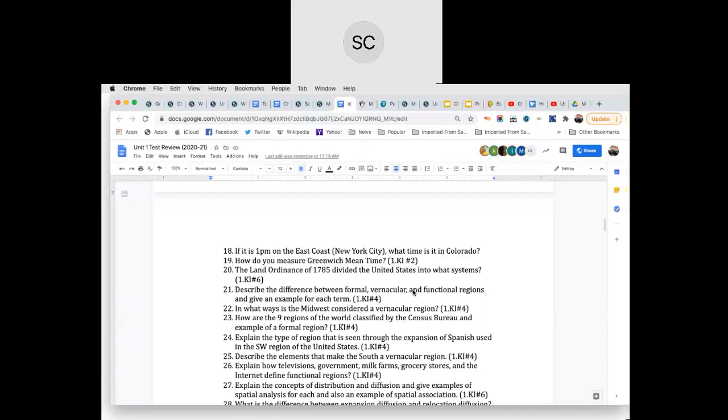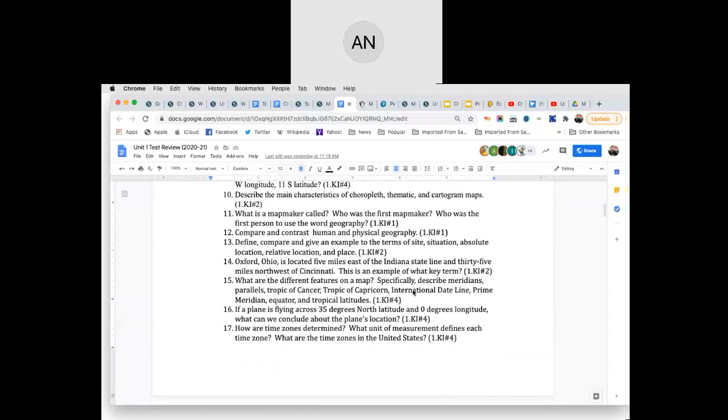Any questions 11 through 20? So back, I think question 13. Are situation and relative location the same? No, don't confuse those at all, because a location is going to tell you a point on Earth, and a relative location doesn't have mathematical coordinates. So it's a relative point on Earth that does not have specific coordinates. A situation is very different. A situation is places that are relative to one another.